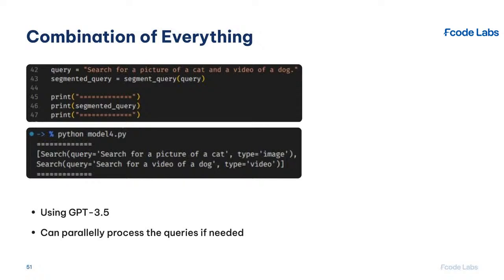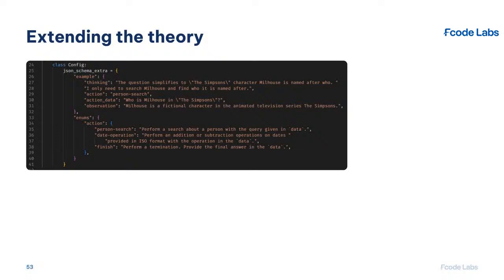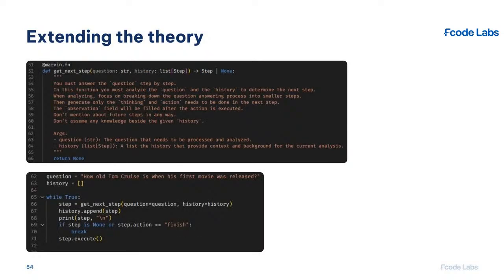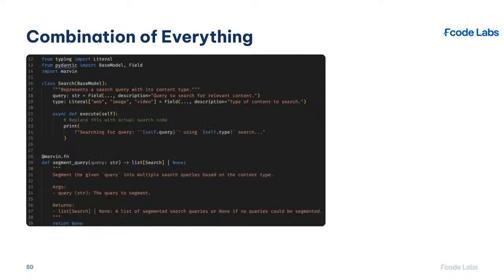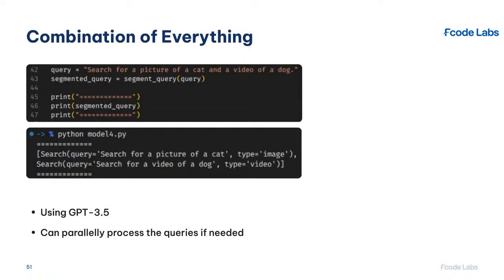Now the query is: search for pictures of a cat and a video of a dog. If we call the segment query function with this query, it will output two data objects, one with a search query for image and one with a search query for video. So as these are independent search queries, we can directly run them in parallel and get the results we need for the RAG.